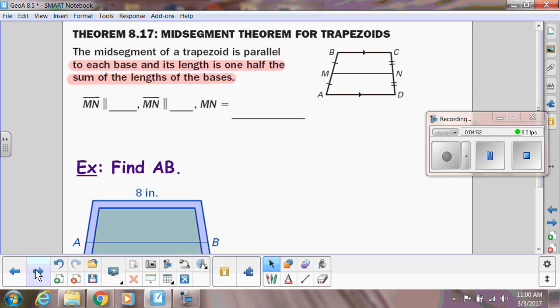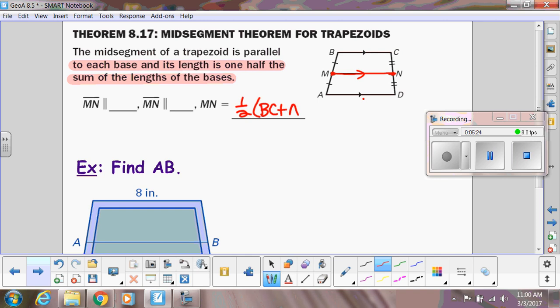All right, we also can do a mid-segment for a trapezoid. So mid-segment is very similar to what we did with the mid-segment of a triangle. It connects the midpoints of each of the sides of the legs of the trapezoid, and it's parallel to those bases, right? And then the length of it is going to be 1/2 the sum of those two. So MN is going to be 1/2 BC plus AD.